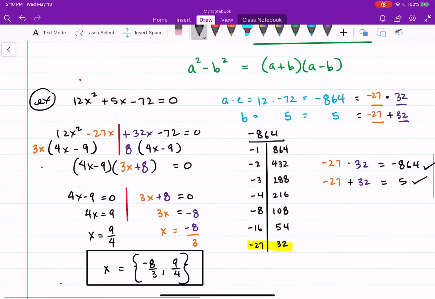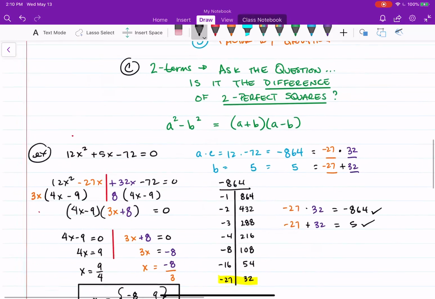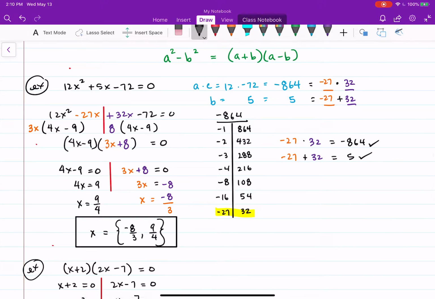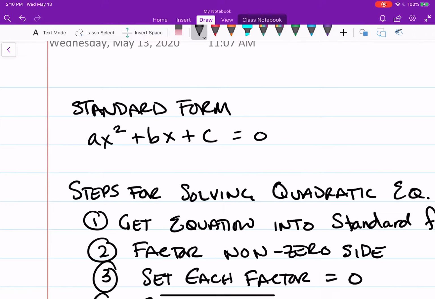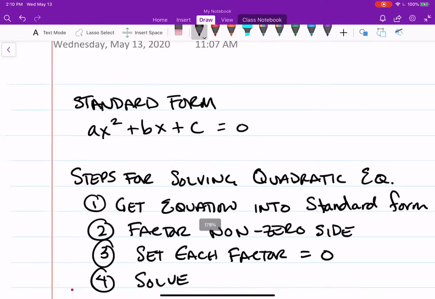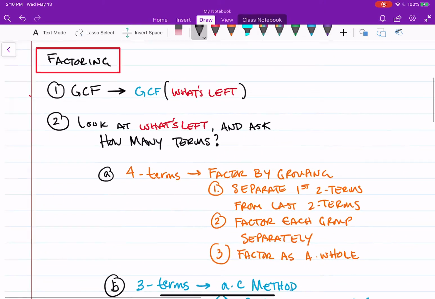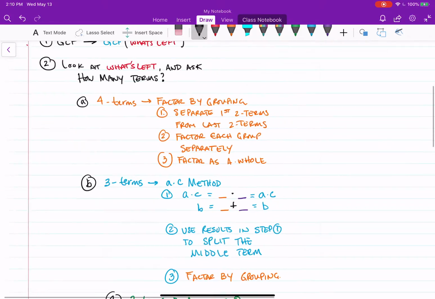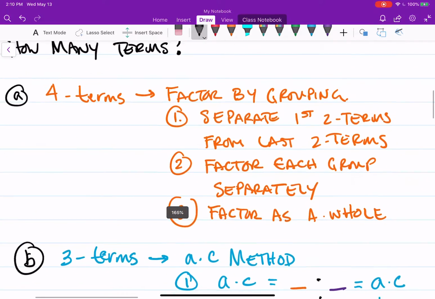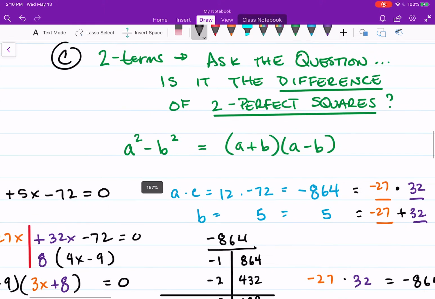But here's where my warning is going to be for you, okay? The warning is going to be this. Number one, just because the standard form is this, okay? Don't assume that every single one of these problems is going to be a trinomial. It's always the AC method. The reason why I review factoring is because it's not just always 3 terms. It could be 4 terms. It could be 2 terms, okay?